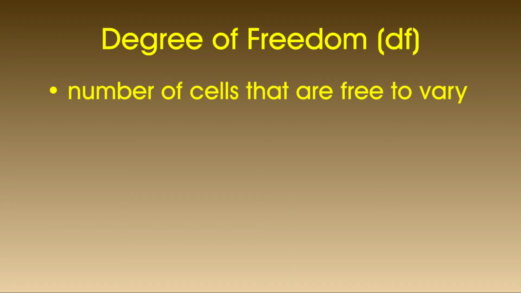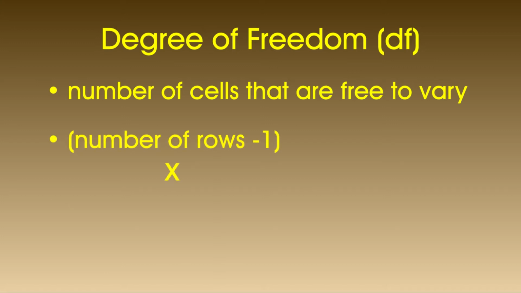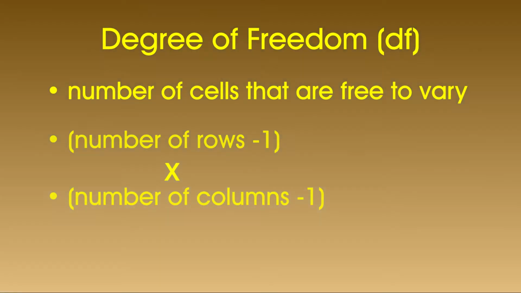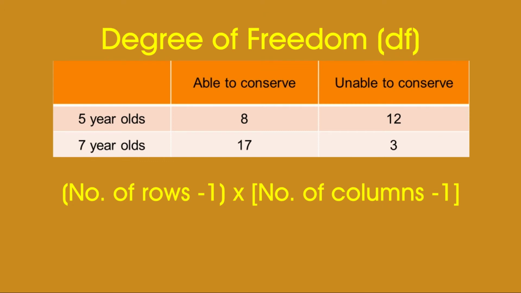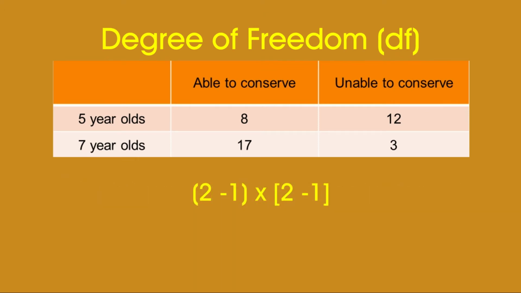The calculation for degrees of freedom is the number of rows minus 1 times the number of columns minus 1 in your contingency table. In this case, there are 2 rows and 2 columns of data. Therefore, 2 minus 1 times 2 minus 1 equals 1. So the degrees of freedom in this case is simply 1.